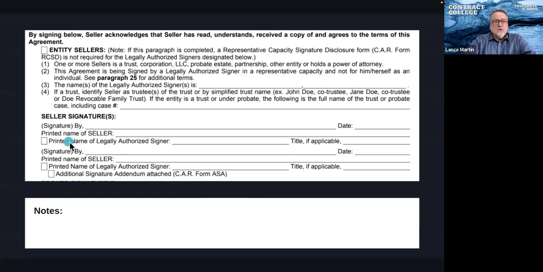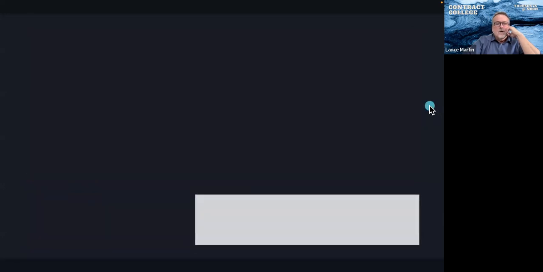Sellers are going to sign here. Print name, et cetera, and the additional signature addendum. I think it was Irene earlier, or somebody says, well, what happens if I have more sellers? You check this box, and now I'm going to put my additional sellers in that box. So the brother, the sister, the grandpa from Tennessee, whatever it happens to be. So they all will jump into here.